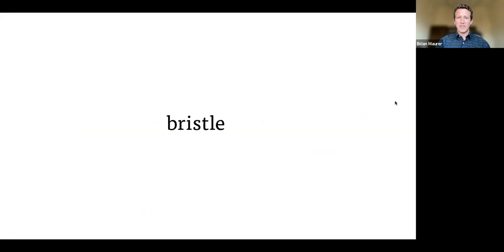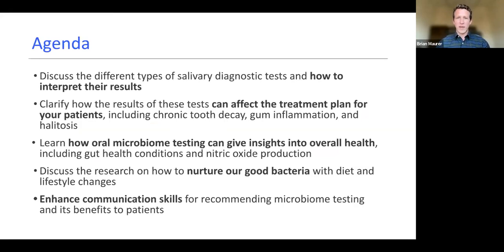In this talk today, we're going to discuss the different types of salivary diagnostic tests available and how you can interpret their results. We're going to clarify how you can use those results to develop your treatment plan, including management of tooth decay, gum inflammation, even things like halitosis, as well as how you can get insights into overall health, including gut conditions, nitric oxide production, and others. And then we'll also discuss how we nourish and nurture those beneficial bacteria with diet and other lifestyle changes.